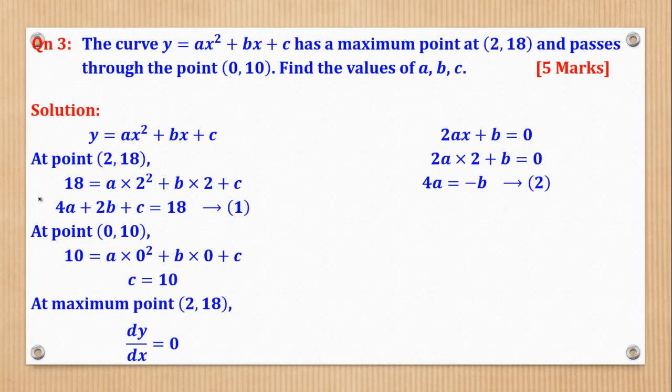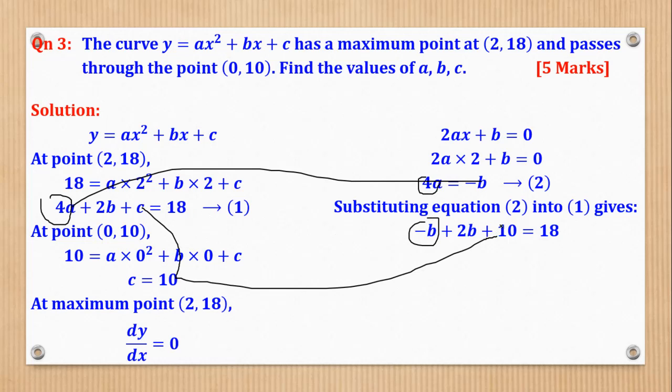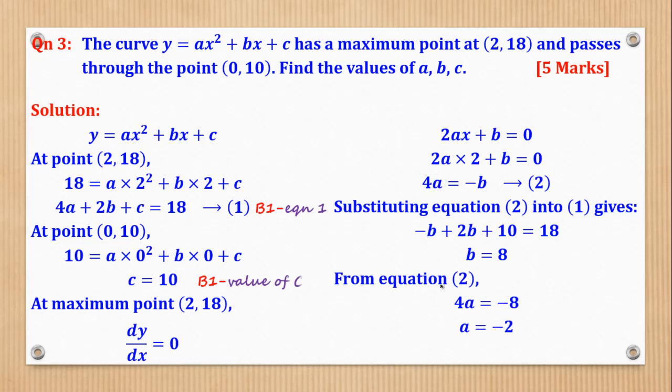So what I'm going to do, here I have 4a, and also here I have 4a, so I'll substitute for 4a and for c in equation 1. So where there was 4a, I'll put the negative b, which is this, and where there was c, I'll put the value of c, which is this. Now I have only one unknown, which is b. So simplify, you'll come up with b as 8. After getting b, I can come here and get the value of a. So 4a is equal to negative 18, implying that a is negative 2. And basically, that is what they wanted.